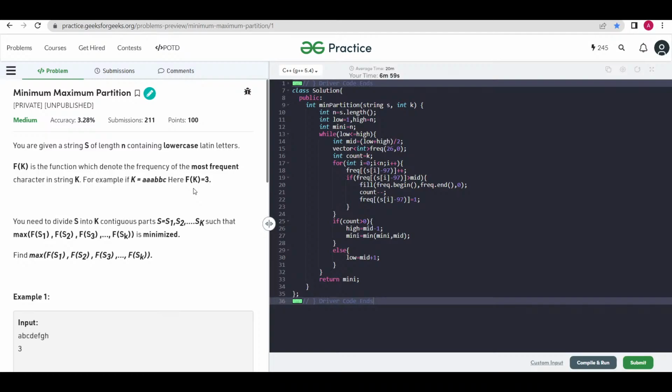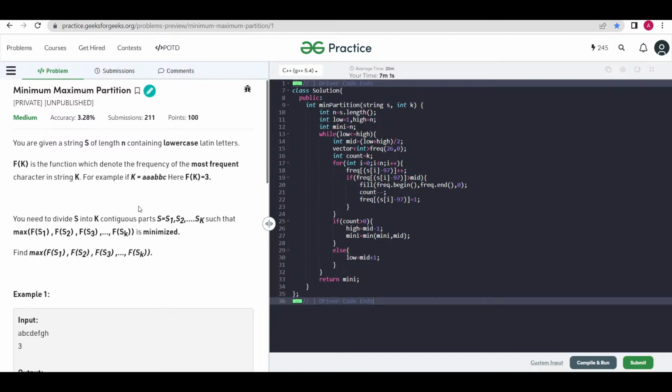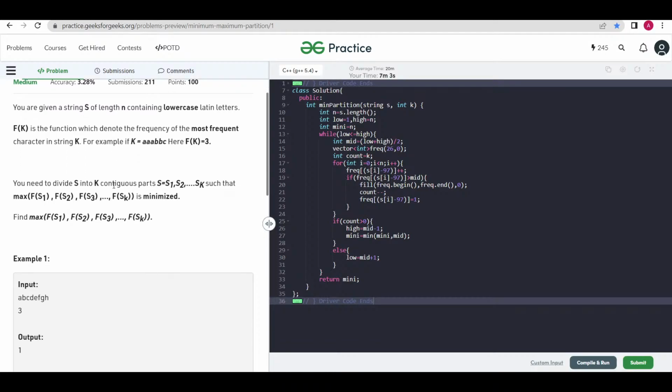The task is that we are given a string and we have to partition it into k contiguous parts. For example, we can have a partition for a, then the next string will be bb, then the next string will be c. So we have three strings at the end. We need k partitions such that the maximum value of f of s1, s2 and so on over all the partitions is minimized.